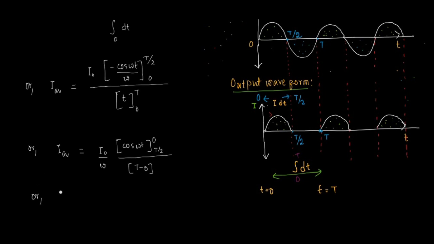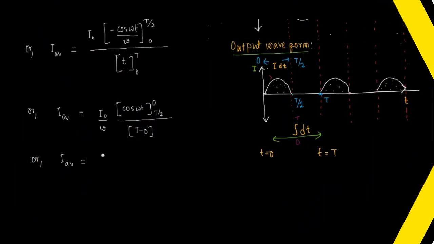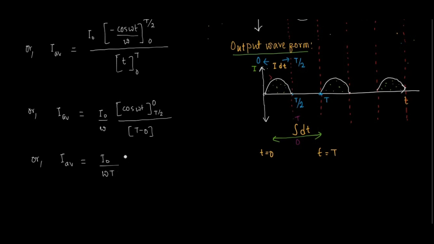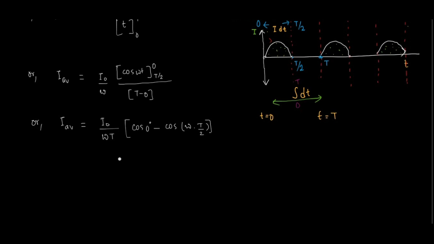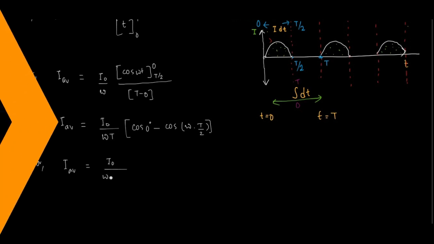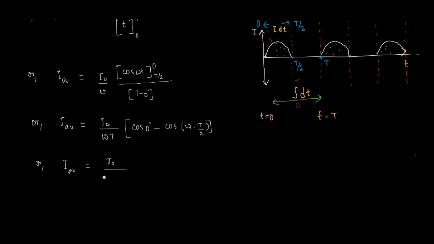Changing the limit and using the negative sign, we get IAV equal to I0 divided by omega capital T, bracket cos 0 degree minus cos omega capital T by 2, bracket closed. Or, IAV equal to I0 divided by 2 pi by T into capital T, putting the expression of angular frequency omega, then under bracket 1 minus cos 2 pi by capital T into T by 2, bracket closed.